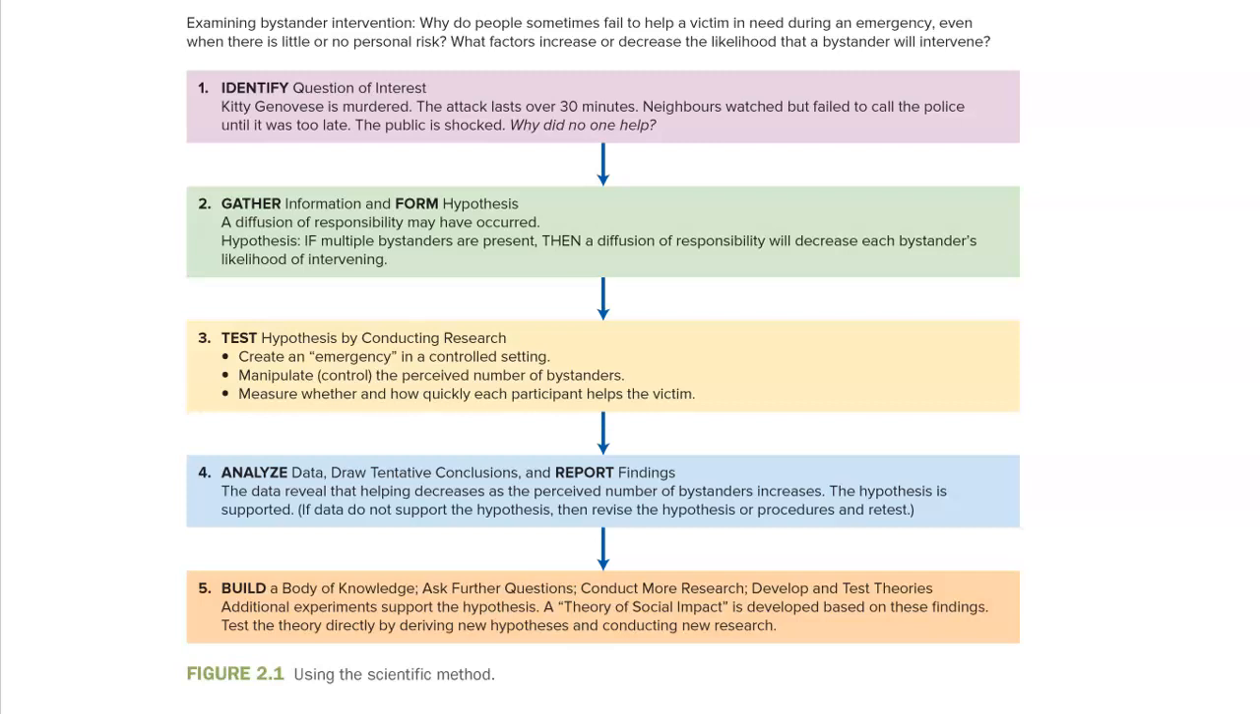And what they did was they looked at whether or not people went for help, as well as how quickly each participant went for help. So they then analyzed the data, so that's step 4. They looked at all the numbers they gathered during their testing, and they looked at what it means. And then they report their findings. Usually when we report our findings, we write it up and put it in an article in a peer-reviewed journal.